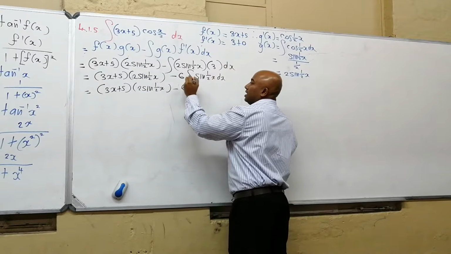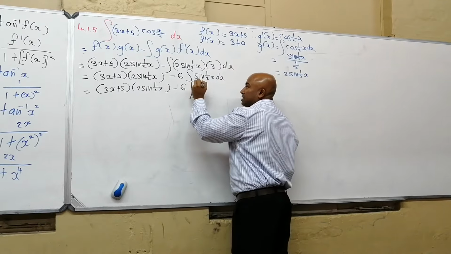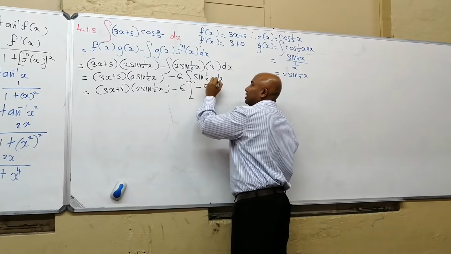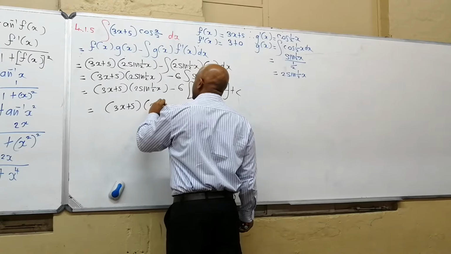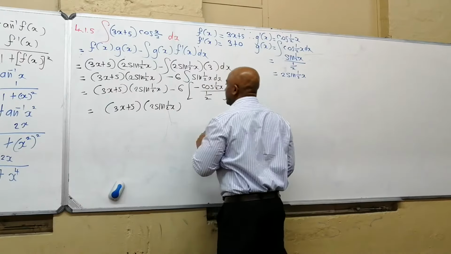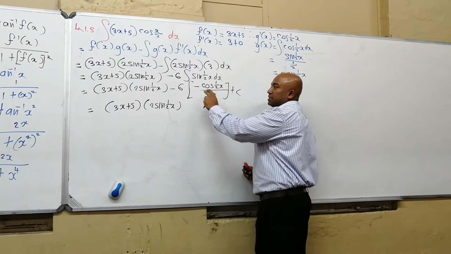So when I integrate sine, what do I get? Minus cos half x all over half, plus c. Here remember this is minus 1 divided by half, which is the same as multiplying by 2. So it's going to be minus and minus, it will be plus 2 cos of half x plus c. So this was an integration by parts example.